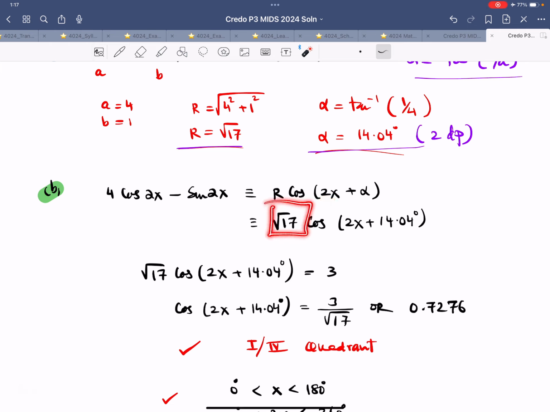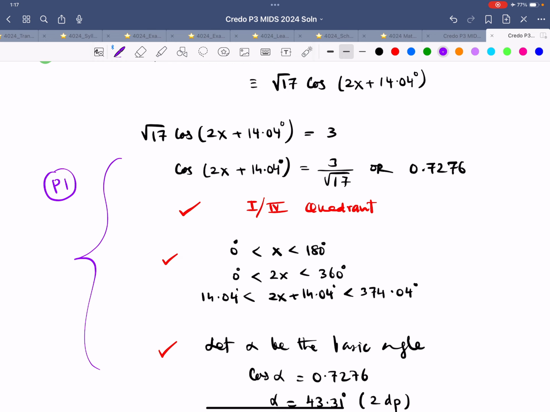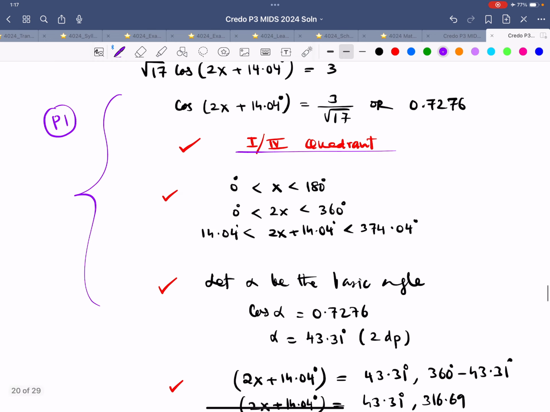We already have found the value of alpha. This is the value of alpha, by the way. This is the value of r. Equate it to 3. Now this equation over here, this is back to the basics, back to P1. First of all, state the quadrants. Modify the range. The range needs to be modified. X lies between 0 and 180. 2x lies between 0 and 360.